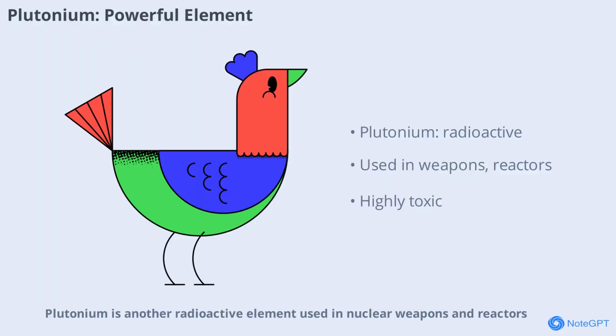Plutonium is another radioactive element used in nuclear weapons and reactors. It's highly toxic and must be handled with extreme care. Plutonium's powerful energy release has made it both a source of power and controversy.